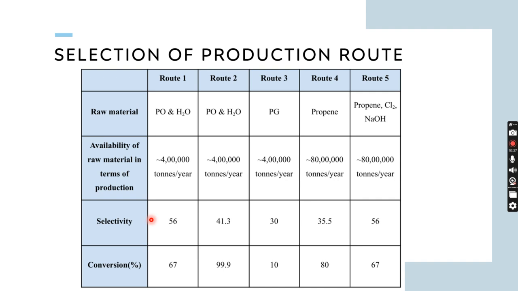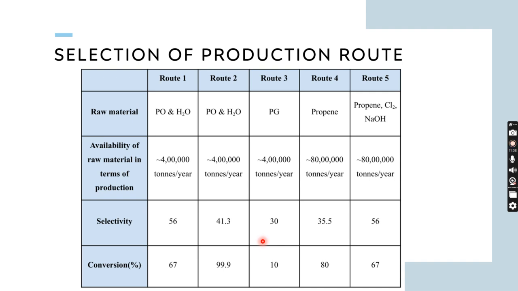Now if we think about the selectivity, as we discussed, if 1 mole of the raw material is converted, how many moles of the product will be formed? We can see selectivity for route 1 is the highest, equal to route 5. Route 2 has the second highest, route 4 the third highest, and route 3 has the lowest selectivity. So in terms of selectivity, route 1 and route 5 will be preferred, then route 2, then route 4 and then route 3.